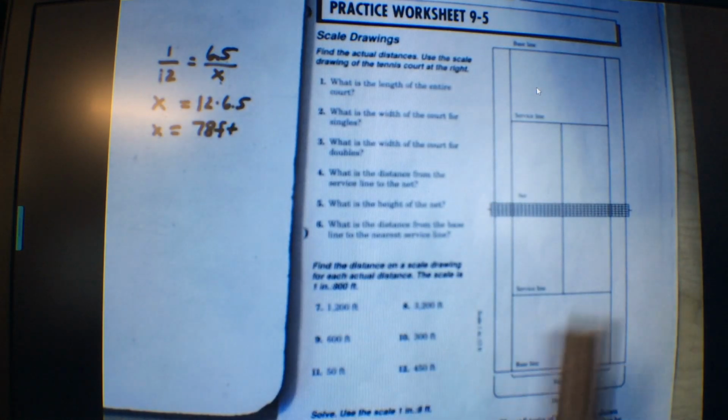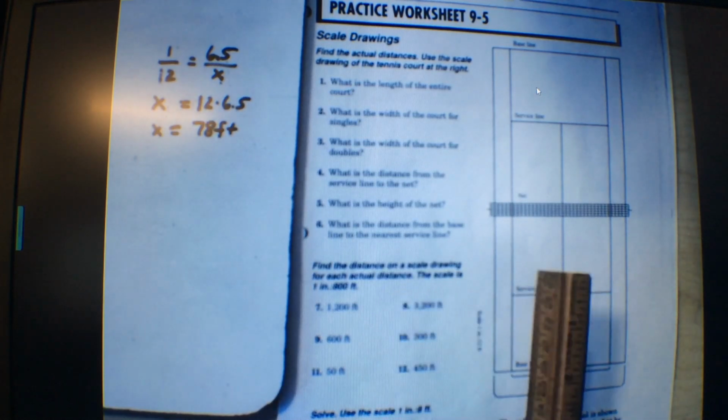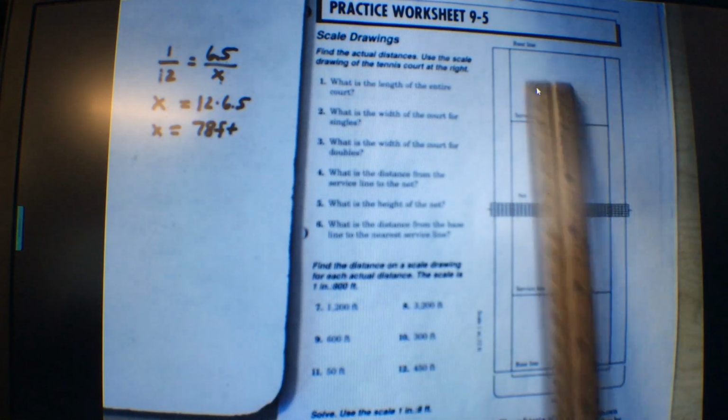Okay, let's continue on then. 7 through 12 does not use this tennis court. Dad, please do not do that. Let's pay attention, all right? Okay? So 7 through 12 does not use this tennis court.